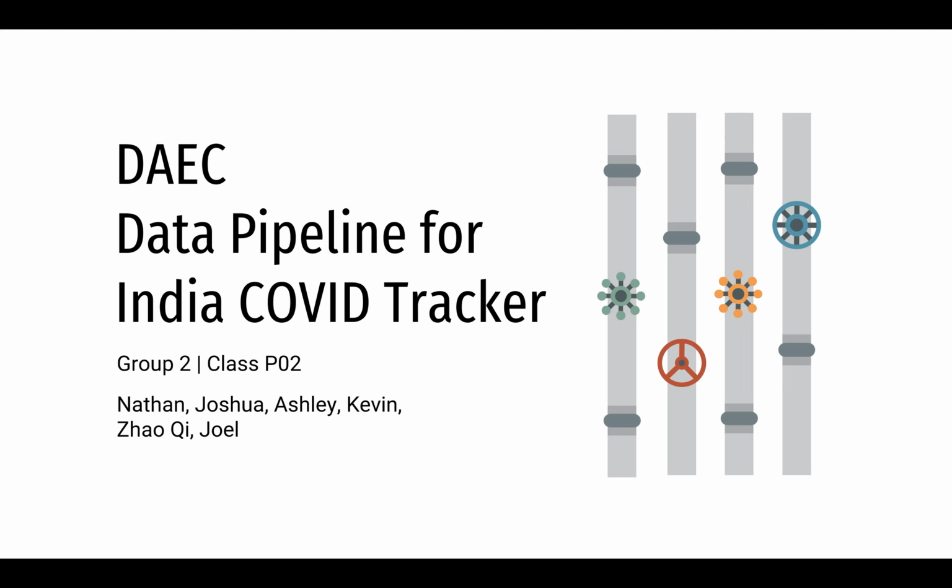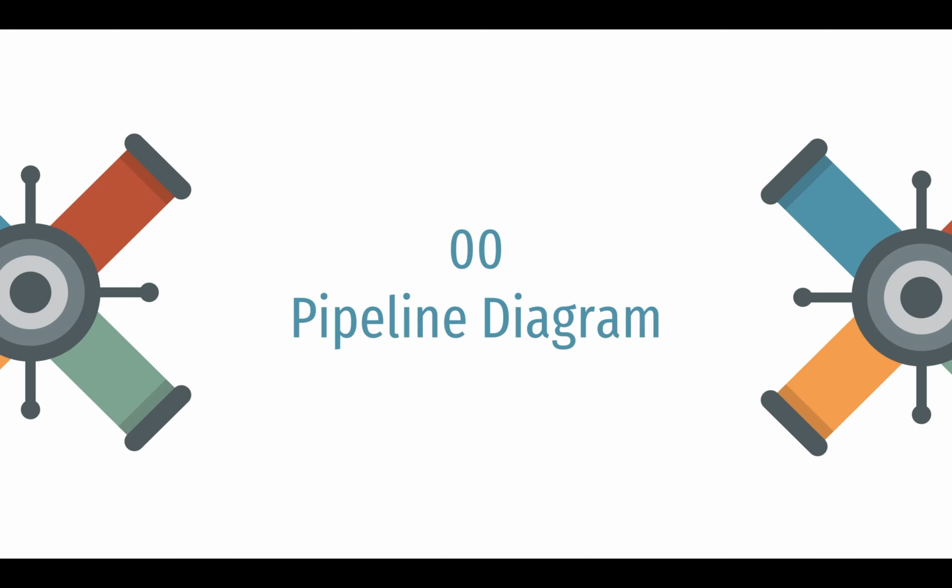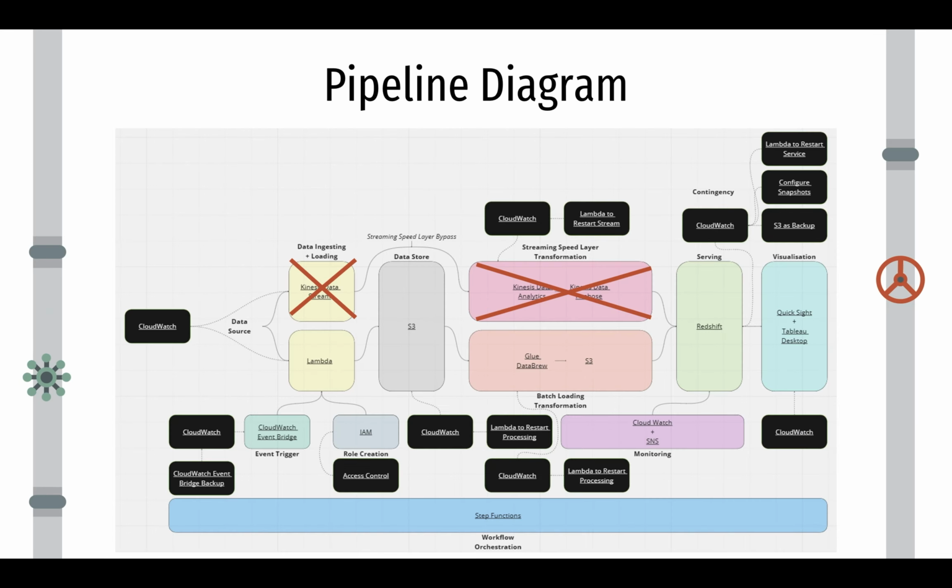Alright, cool. Okay, good morning, Mrs. Zaw and friends. So we're Group 2 and today we're presenting our DAEC data pipeline for the India COVID tracker done in AWS. So that's a brief overview of the contents. I'm going to read them all. And we'll start by looking at a little bit of a refresher for the pipeline diagram.